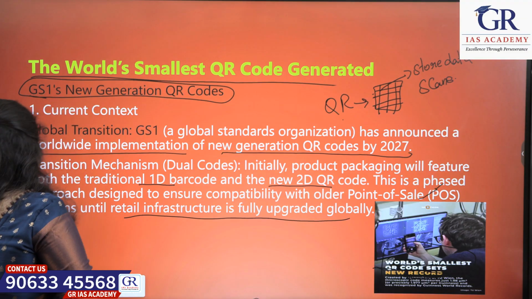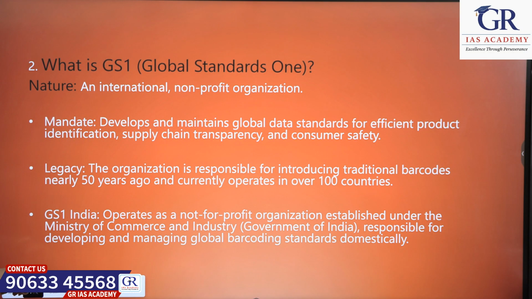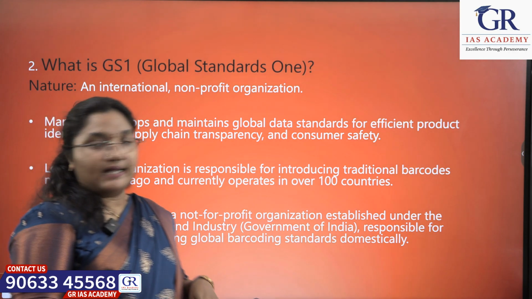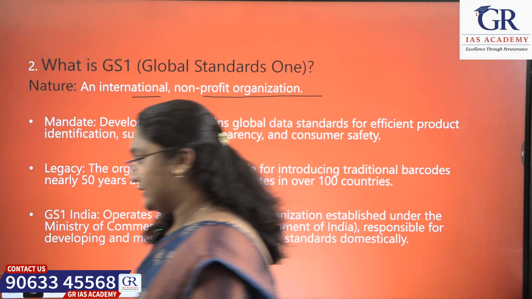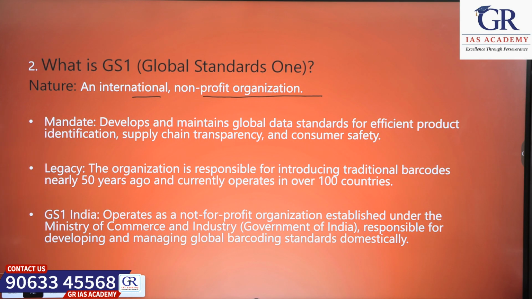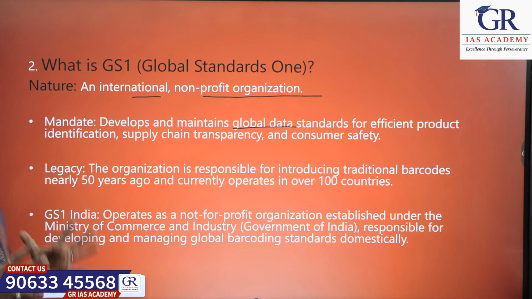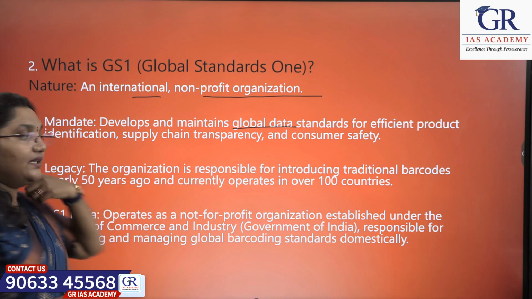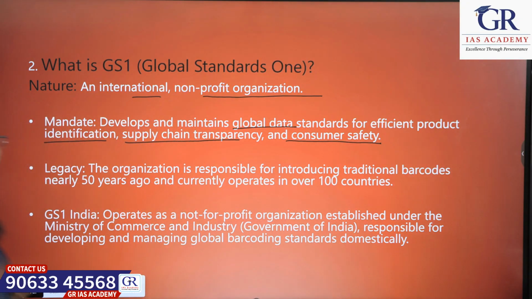Okay. Now, a very small chip, this thing. What is this GS1? Global Standards 1. Global Standards 1 is an international non-profit organization. What is the mandate of the organization? It develops and maintains global data standards for efficient product identification, supply chain transparency and consumer safety. It is the main mandate of Global Standards 1.